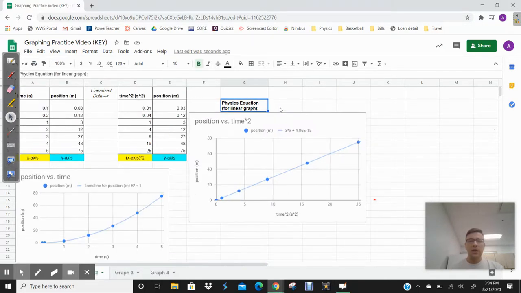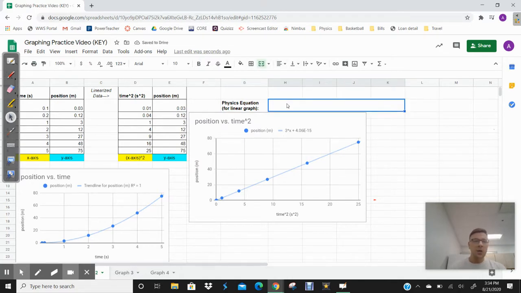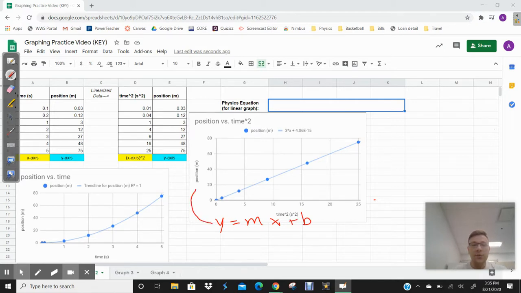Okay, so once again, I wrote down physics equation for linear graph right here. I used the text wrapping. I'm going to go ahead and merge these cells right here so that I can type in there. Okay, but I am going to go back and do this by writing just so that we can keep things consistent. And so remember, y equals mx plus b. That's our format here.